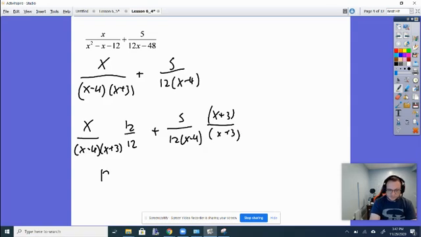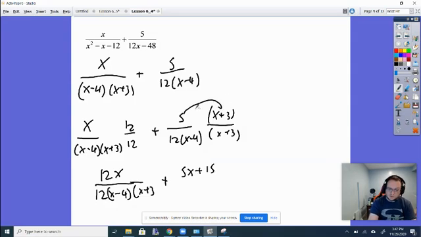First one is going to turn into 12x. We do want to multiply the tops, or the numerators. Don't worry about the denominators right now. If we need to, we'll combine them later. Numerators, you do need to combine before you add or subtract. Multiplying, distributing. So 5x plus 15, just again, distributing. Don't touch the denominators, leave them like they are.